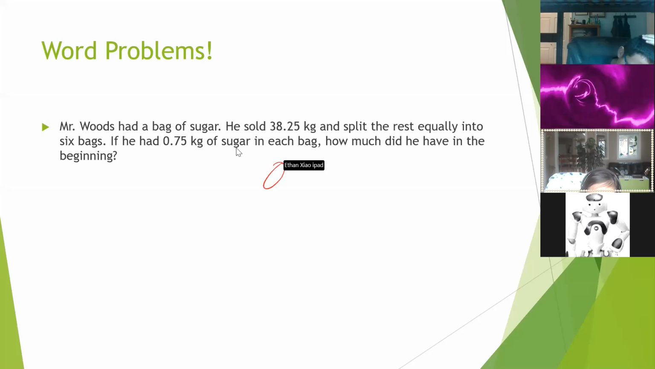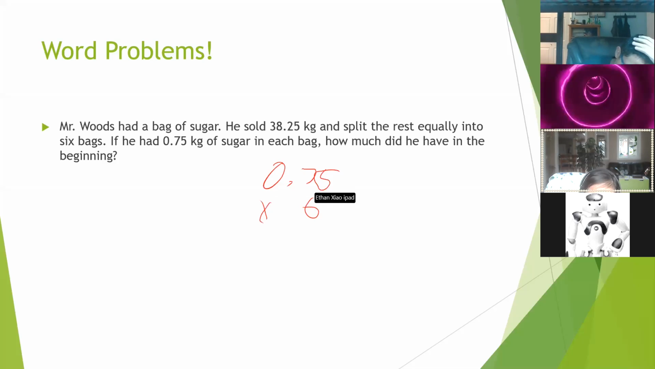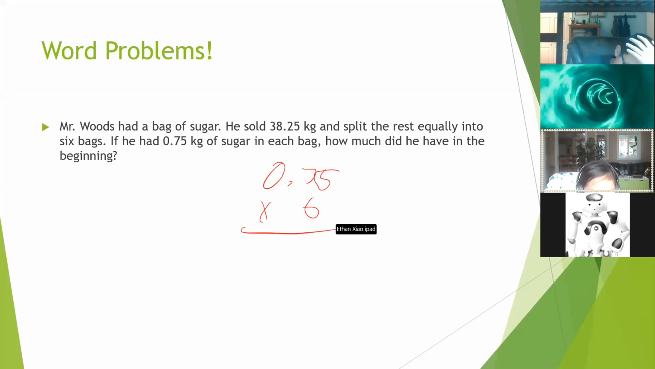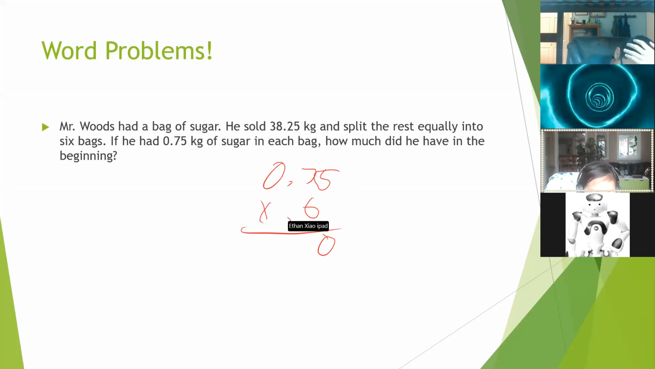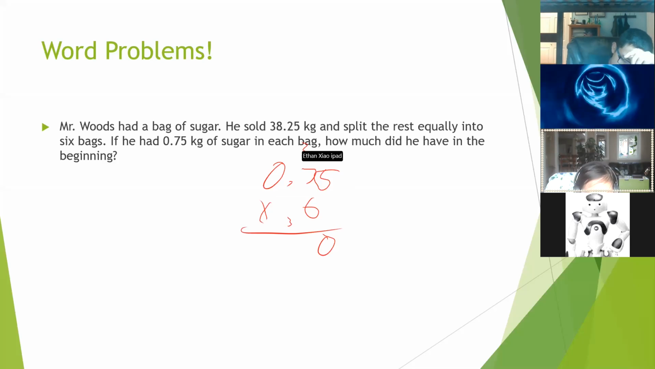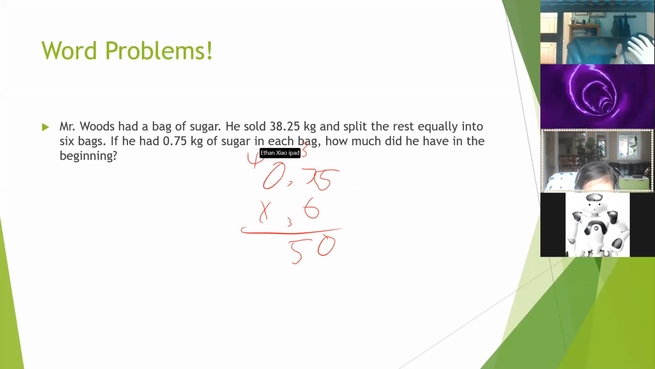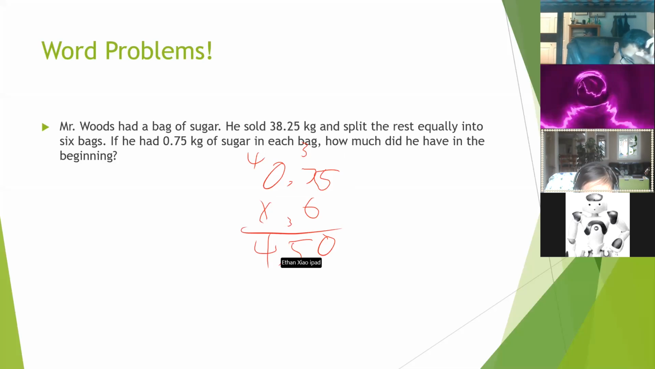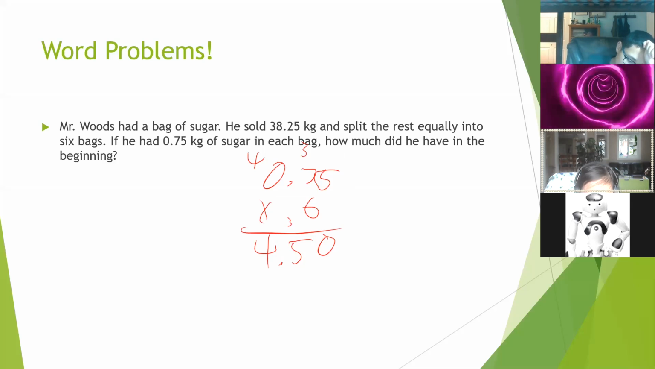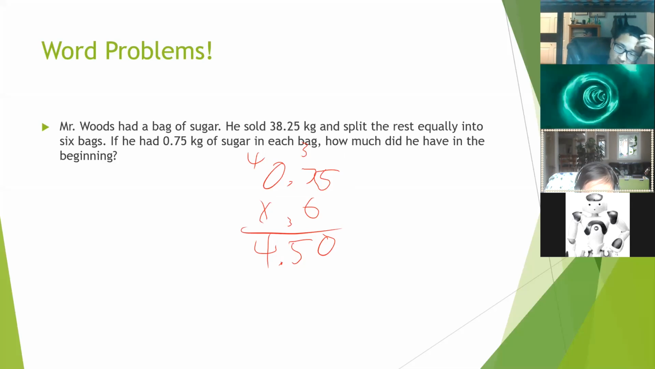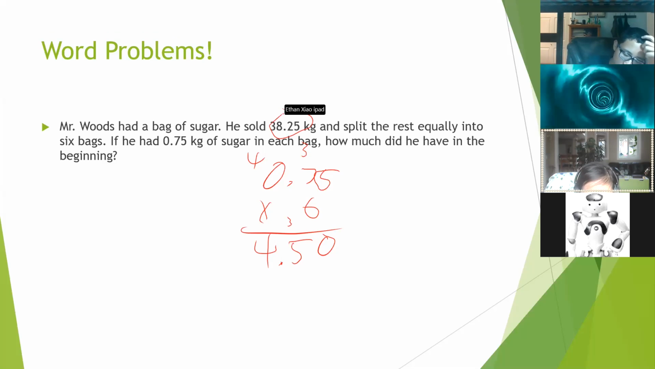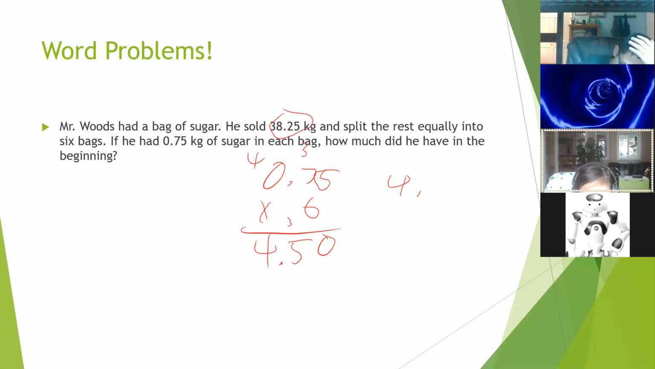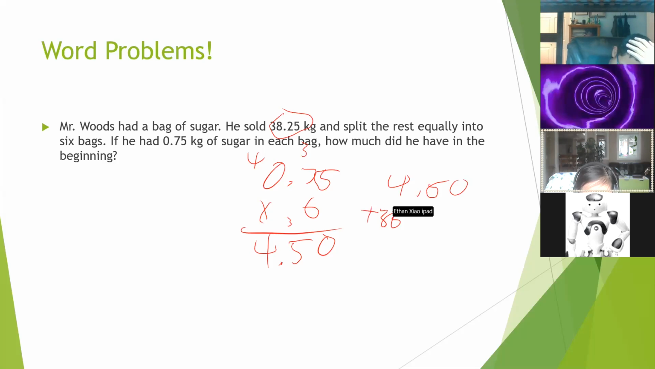So what we have to do is 0.75 times 6. So 5 times 6 is 30. Just write 0 and add 3 to this. 7 times 6 is 42. Plus 3 is 45. Just do this. 0 times 6 is 0, and we just add 4 here. So the answer would be 4.50. This is the amount of sugar he has in all of the bags. Now we know he sold this much sugar, so we have to add that in order to find out how much he had in the beginning. So 4.50 plus 38.25.